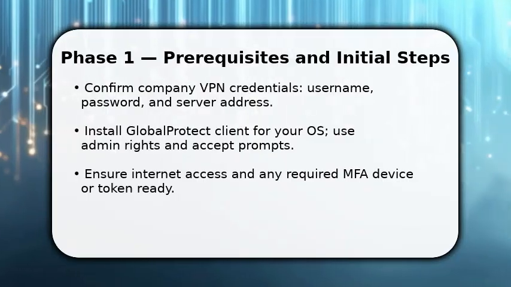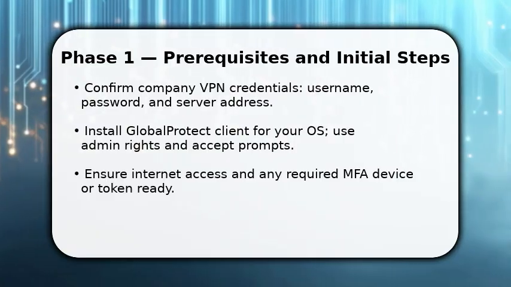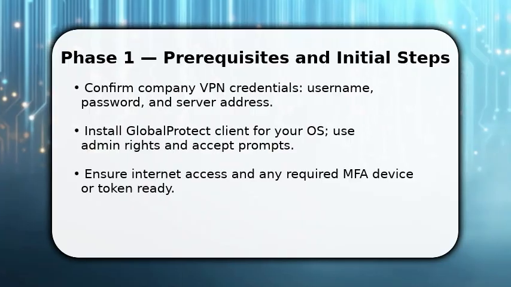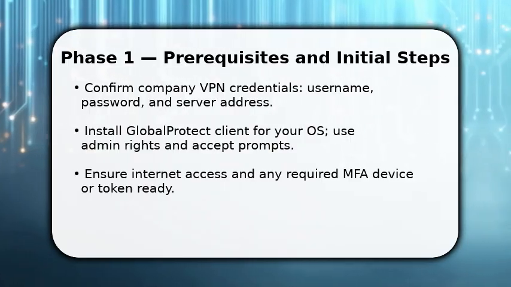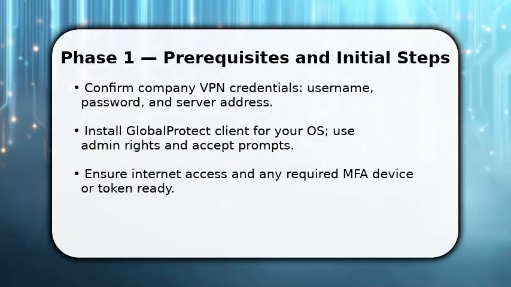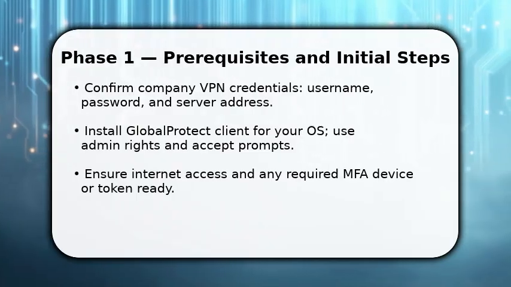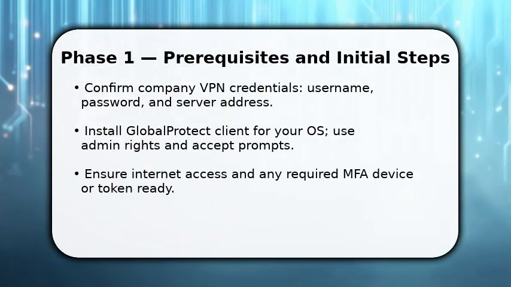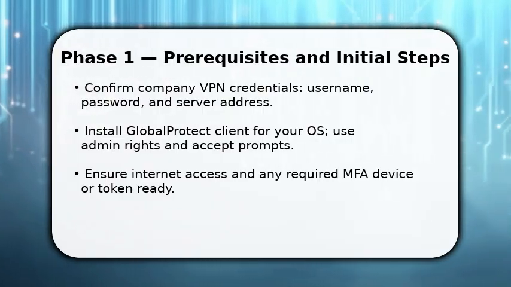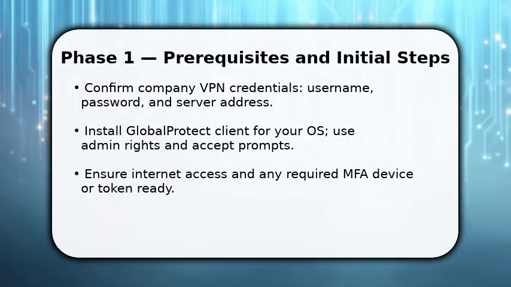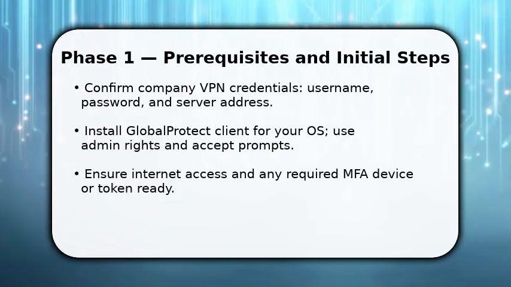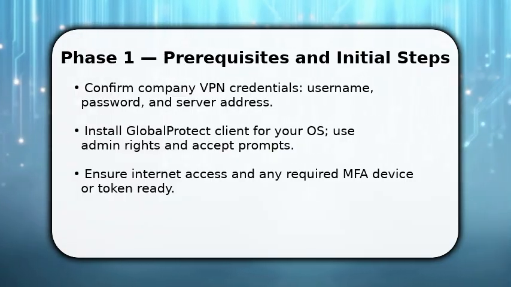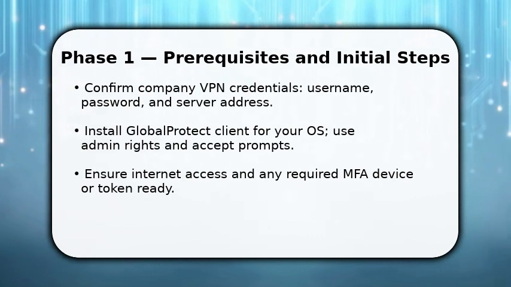You start by confirming credentials and server address. Those are non-negotiable. Install the GlobalProtect client with administrator rights and allow any system prompts. Once installed, open the app and enter the portal address. Make sure your internet is stable and your MFA device is nearby. If your organization uses a certificate, import it now. This gets you to the login screen quickly and prevents avoidable errors later. So complete each prerequisite before moving to the core connection steps.